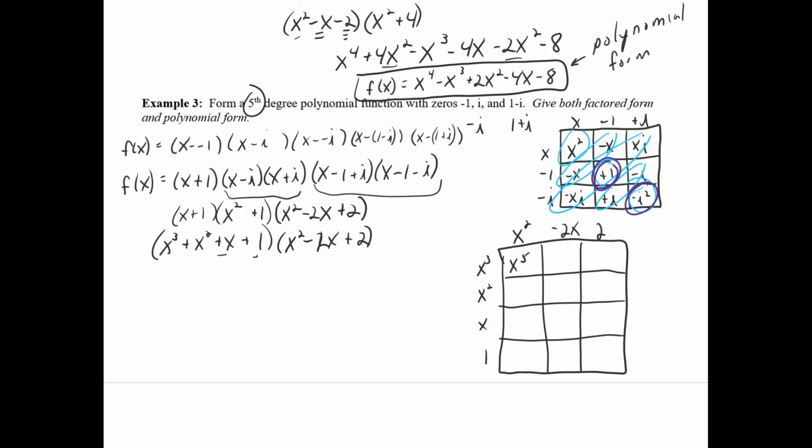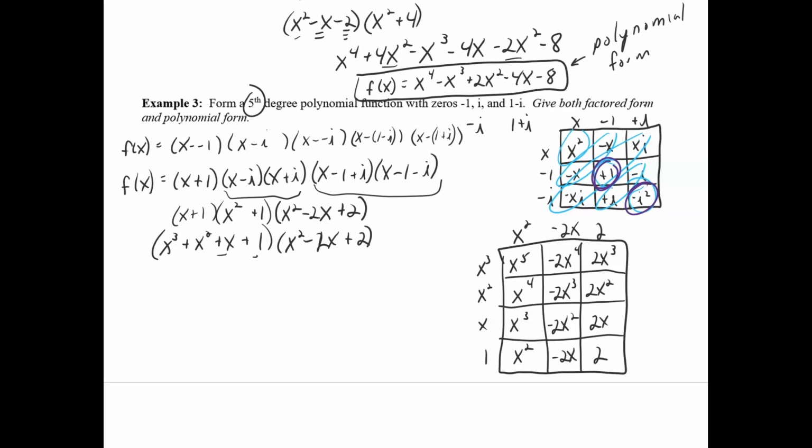I have x to the third times negative 2x. That's negative 2x to the fourth. And then 2x to the third. This is an x to the fourth here. And then this is a negative 2x to the third. And then this is x squared times 2, is 2x squared. Then I have x times x squared is x to the third. Negative 2x squared when I get x times negative 2x. x times 2 is 2x. And then the 1. So just x squared, negative 2x, and 2.